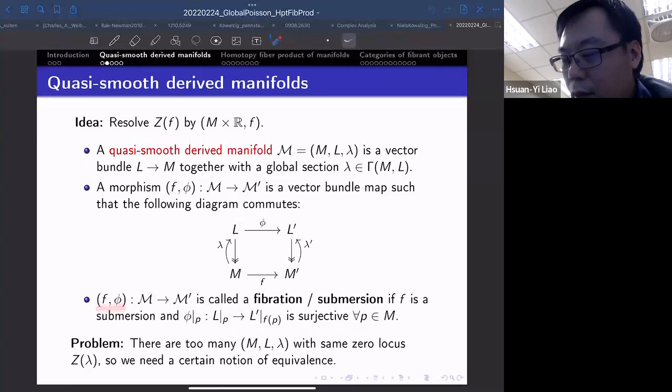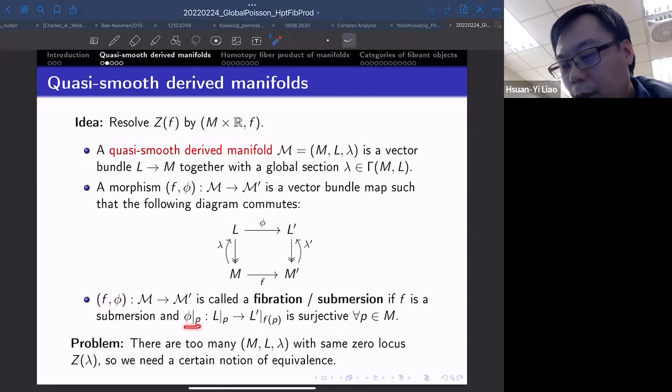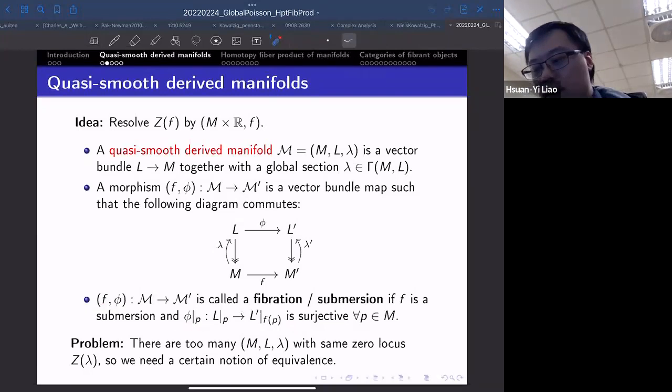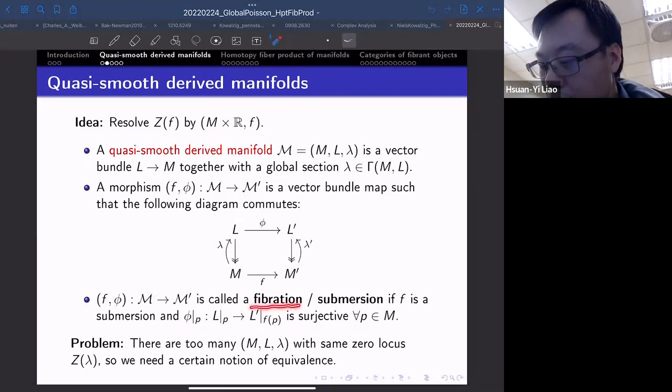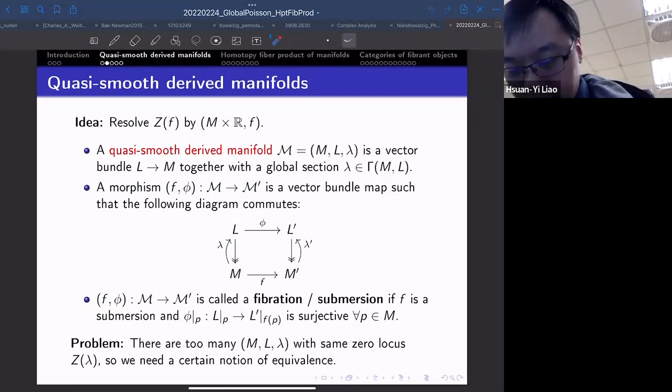When I say a morphism is a submersion, I mean the base map is a submersion of manifolds, and the bundle map is surjective on each fiber. And sometimes I think in the paper we say fibration. Anyway, here this is what I mean.